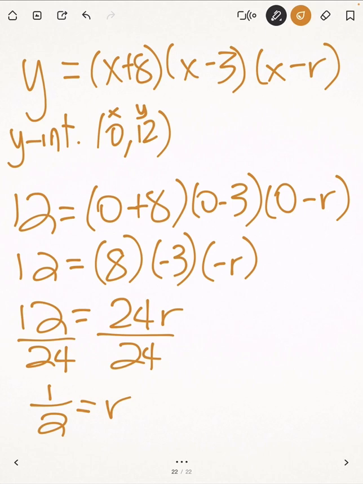So r can be negative or it can be positive. And for our purposes on the test, it'll be a whole number. But it can be a fraction too. But in this case, it turned out to be a fraction, but it should have been a whole number. Well, it shouldn't have been. It would be nicer if it was a whole number.